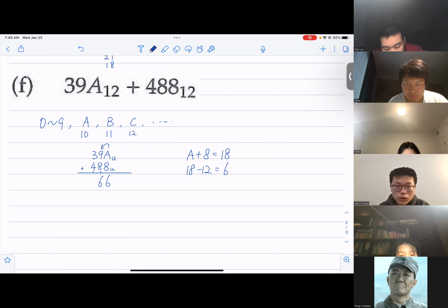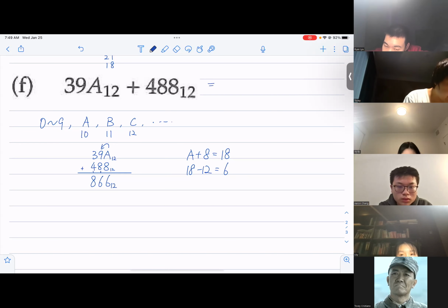Aaron, what will be the last digit here? 8. 8? Yes, it's 3 plus 4 plus 1. So 8. And it's in base 12. And that's it. So the answer would be A66 in base 12.